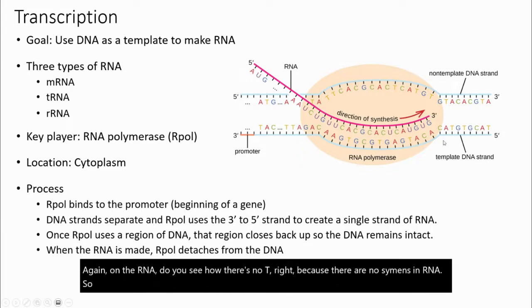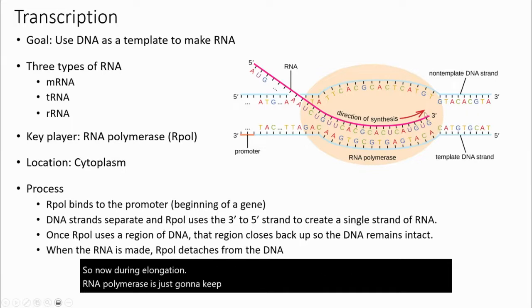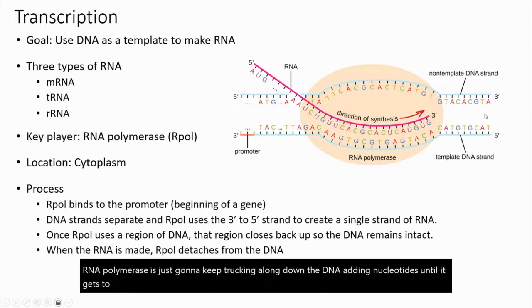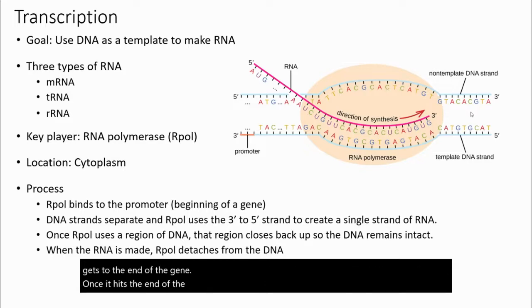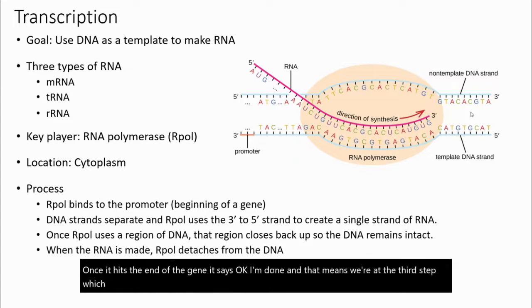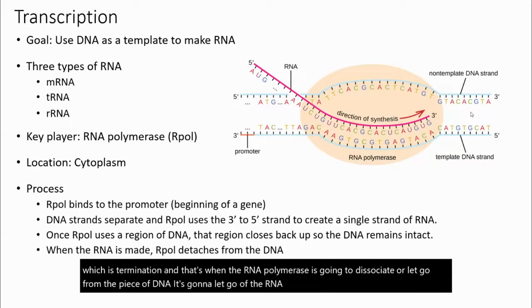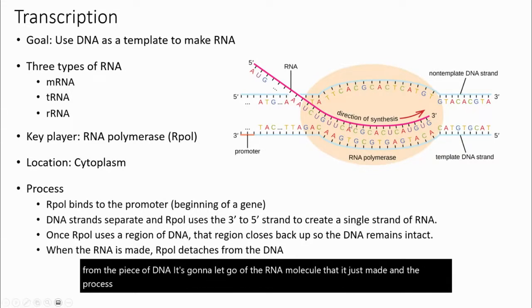So now during elongation, RNA polymerase is just going to keep trucking along down the DNA, adding nucleotides until it gets to the end of the gene. Once it hits the end of the gene, it says, okay, I'm done. And that means we're at the 3rd step, which is termination. That's when the RNA polymerase is going to dissociate or let go from the piece of DNA. It's going to let go of the RNA molecule that it just made, and the process is finished.